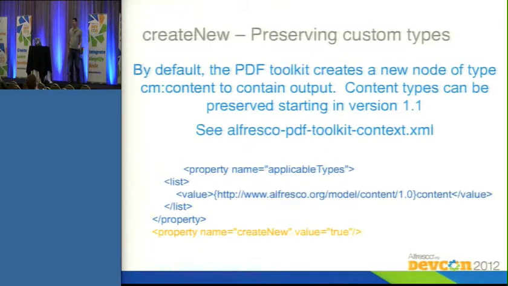In version 1.0, it's always of type cm:content. So that can actually be a problem if you've defined your own custom content types. I mean, say you have a contract type that defines the parties or the expiration date of the contract. You want to preserve all of that when you do one of these PDF signature actions.